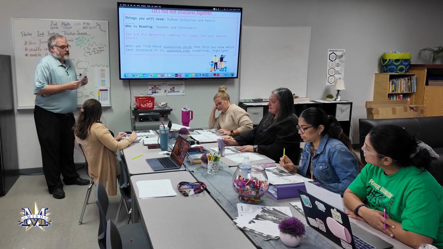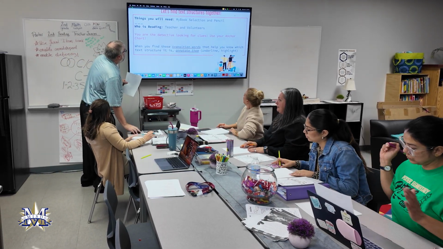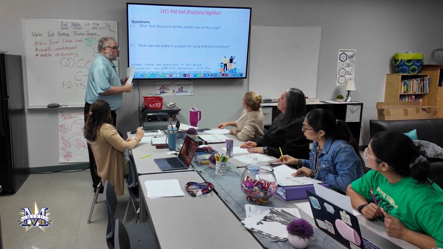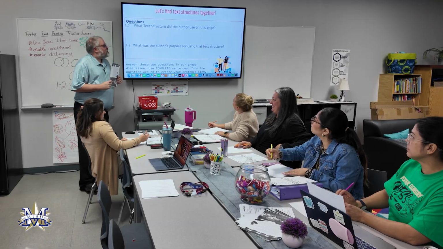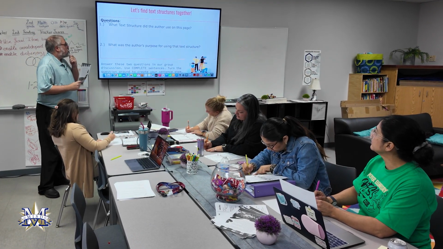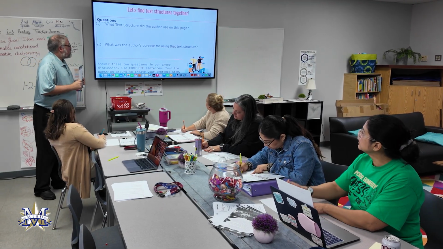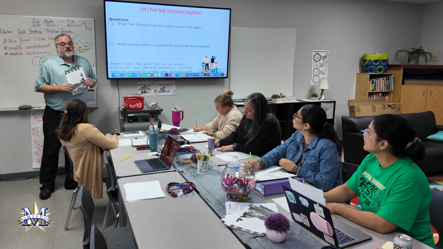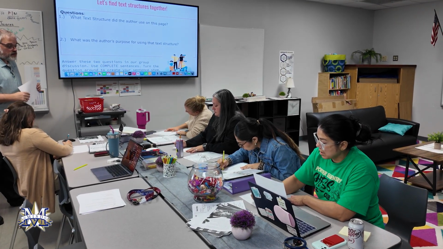So, with all of those clues we have found, on the back of your paper, flip your paper over for me. Using your best SCR question structure, you're going to write the answer to these two questions here. Which text structure did the author use on this page? The second question, what was the author's purpose for using that text structure? You must use complete sentences. If you have any questions or you need me to reread anything, I will be happy to do that.